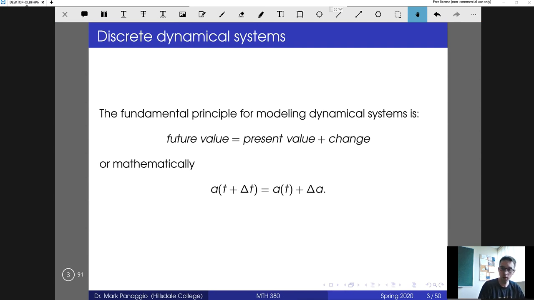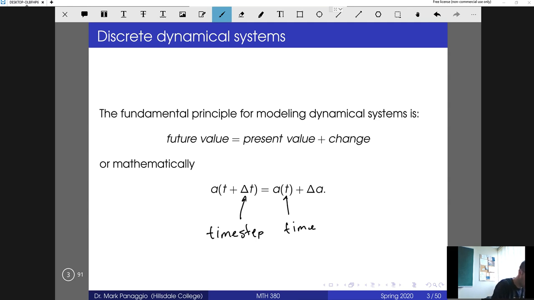All right, so the fundamental principle we're going to be looking at when we're creating these models is that the future value of the state of the system is equal to the present value plus some change. Seems pretty intuitive. Essentially, we're just going to have to describe the change, and that will allow us to determine how to make predictions into the future. And mathematically, we can define some variables. We've got a variable t, which is going to represent time, and we're going to have some sort of time step, delta t.